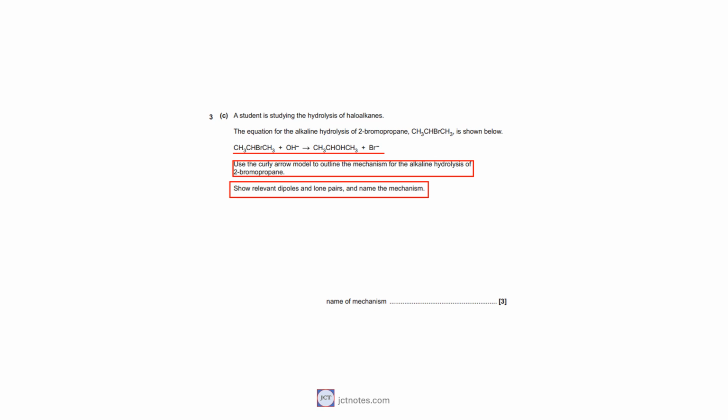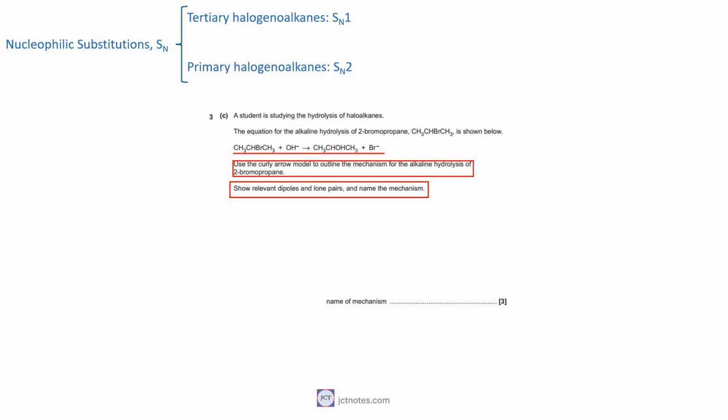Many of the reactions of halogenoalkanes are nucleophilic substitutions, SN. Depending on the structure, the mechanism can be SN1, tertiary halogenoalkanes, or SN2, primary halogenoalkanes. Secondary halogenoalkanes can proceed through a combination of both SN1 and SN2 reactions depending on their specific structure. The marking scheme allows SN1 and SN2 mechanism in this exercise.